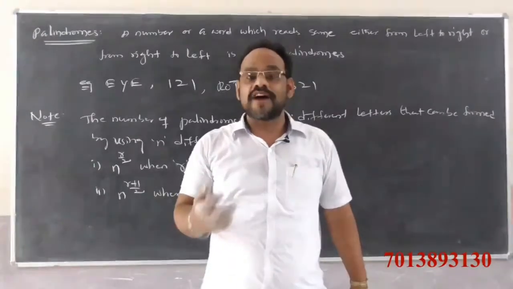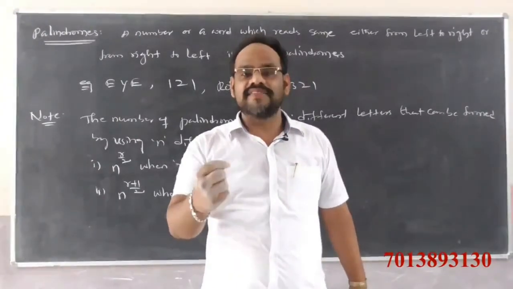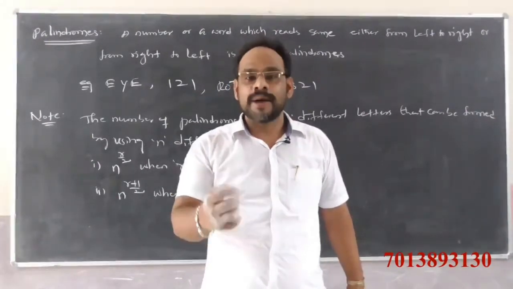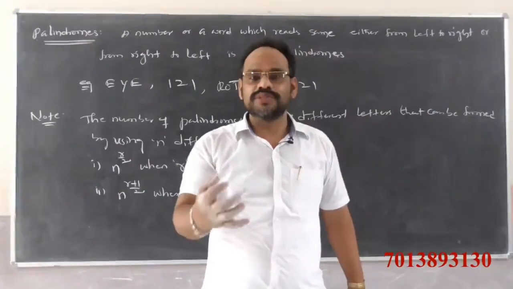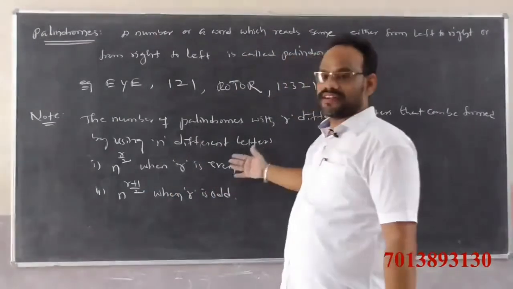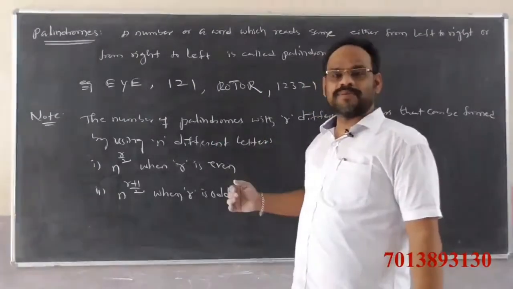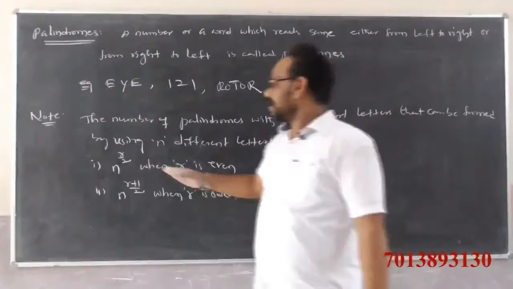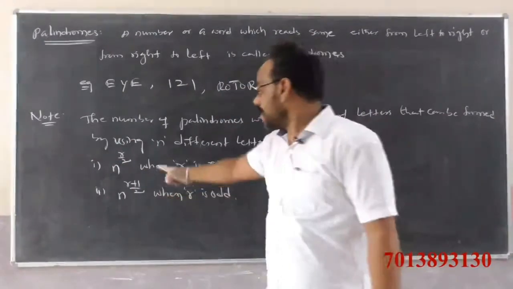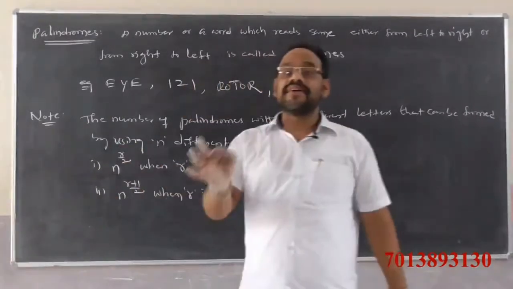How to calculate the number of palindromes? The number of palindromes with r different letters, by using n different objects, that is, n different letters, depends on the r value. Here it is n power r by 2. When r is given, the formula is n power r by 2.